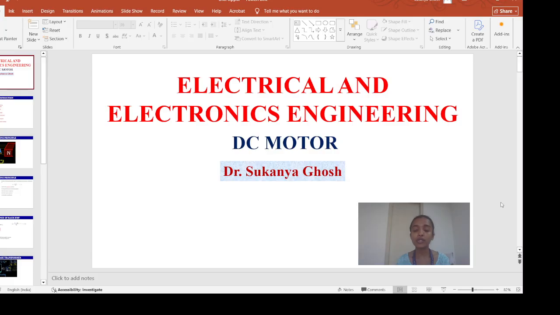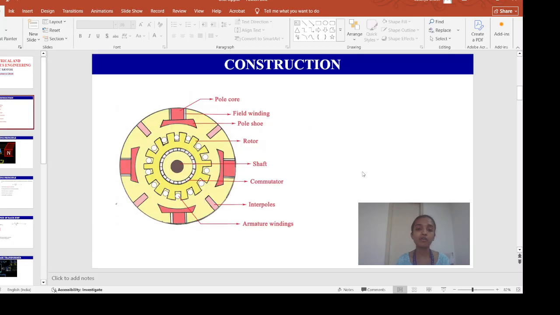So DC motor is an electric motor that converts the electrical energy to the mechanical energy, just opposite to the DC generator. In DC generator we have seen it converts the mechanical energy to the electrical energy, but DC motor has the electrical input and it converts the electric DC current to the rotating mechanical energy.